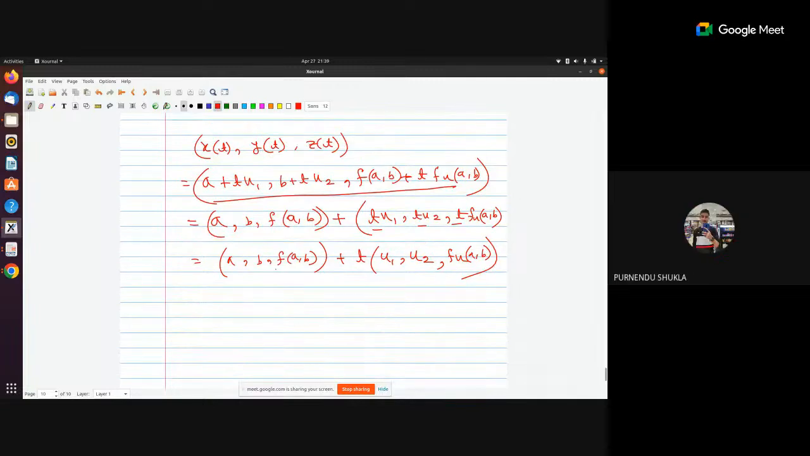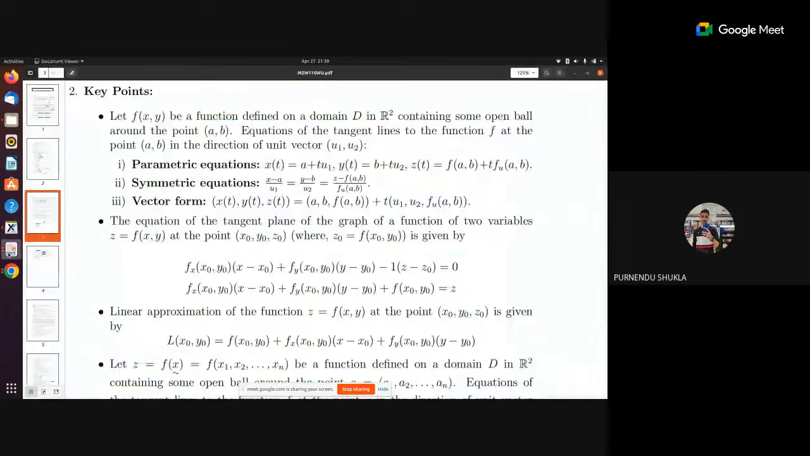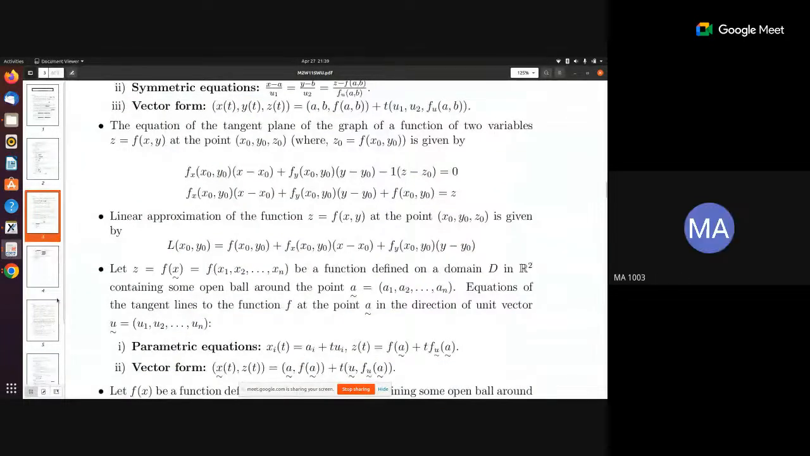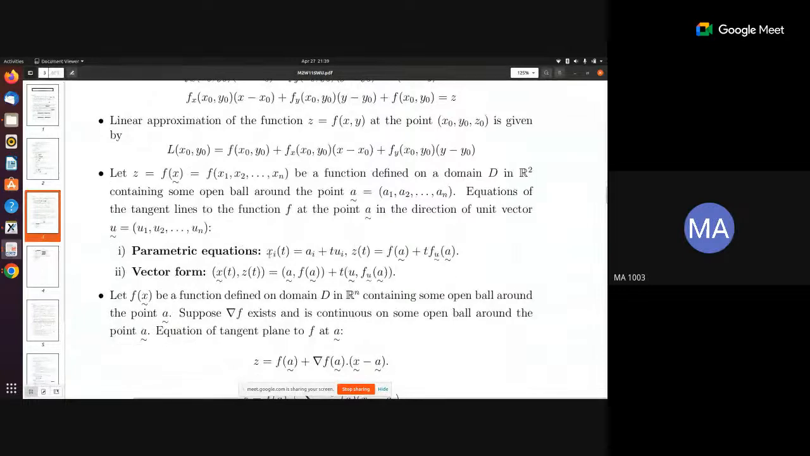Yes, sir. I have a doubt. If we expand it to, let's say, three variables or R3, here we are using a and b, right? So can we use a, b, c and then f(a, b, c)? This is general. So we can expand it, right? Yeah, you can expand it. It can be expanded to R^n, whatever your value of n is.